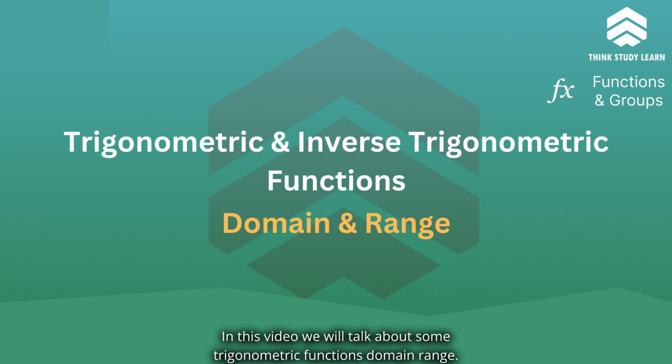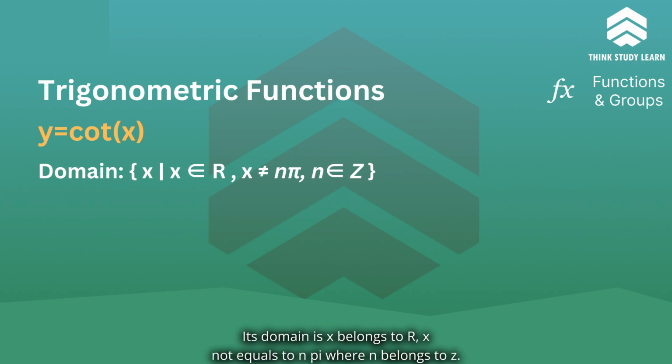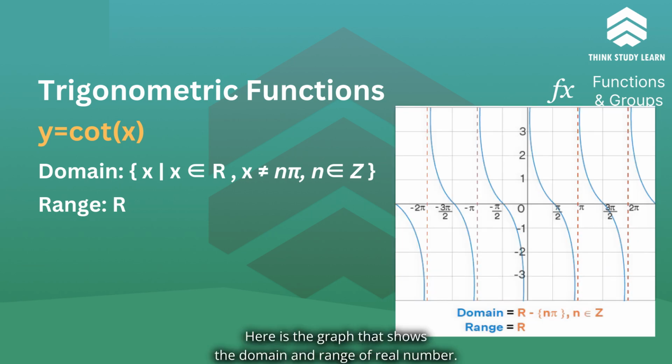In this video, we will talk about some trigonometric functions, domain, and range. First, we have y equals cotangent x. Its domain is x belongs to R, x not equal to n pi, where n belongs to Z. The range of cotangent x is all real numbers. Here is the graph that shows the domain and range of real numbers.